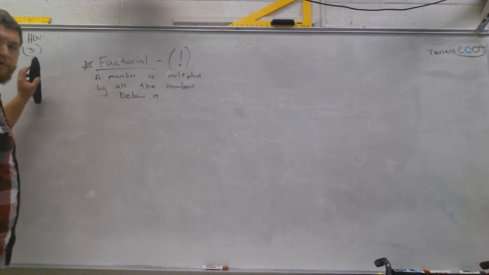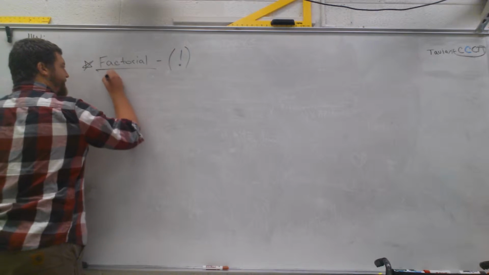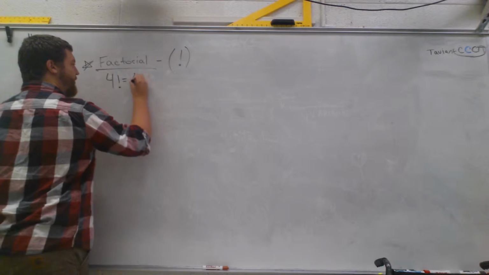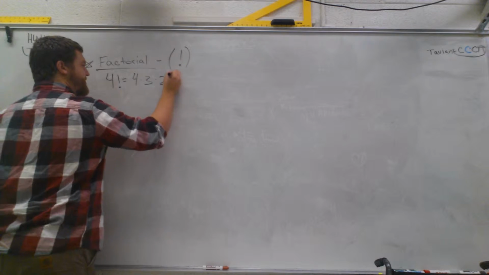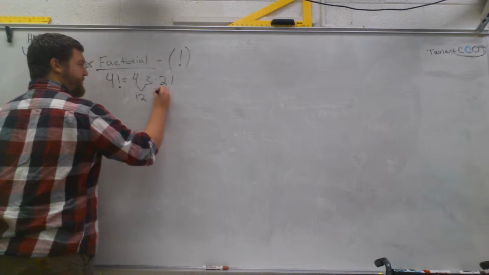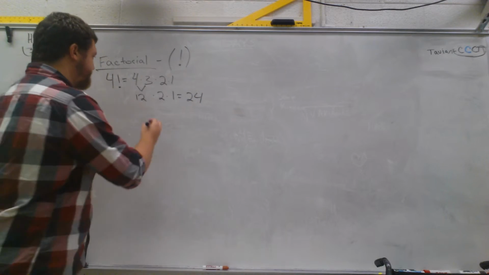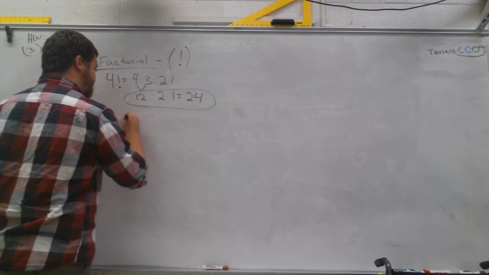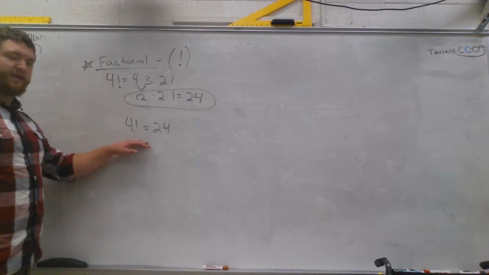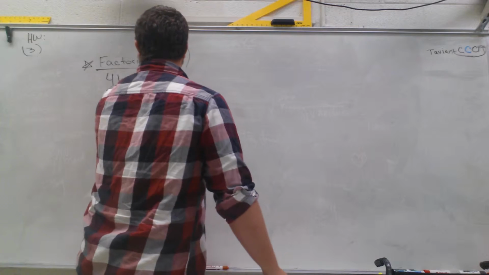I'm going to give you an example. Let's say we have 4 factorial. This is what it would look like, and what it means is 4 times 3 times 2 times 1. Well, 4 times 3 is 12, times 2 times 1 equals 24. So 4 factorial equals 24. Does that make sense? Awesome. Write that down. I'm going to erase it. Good, good, good.